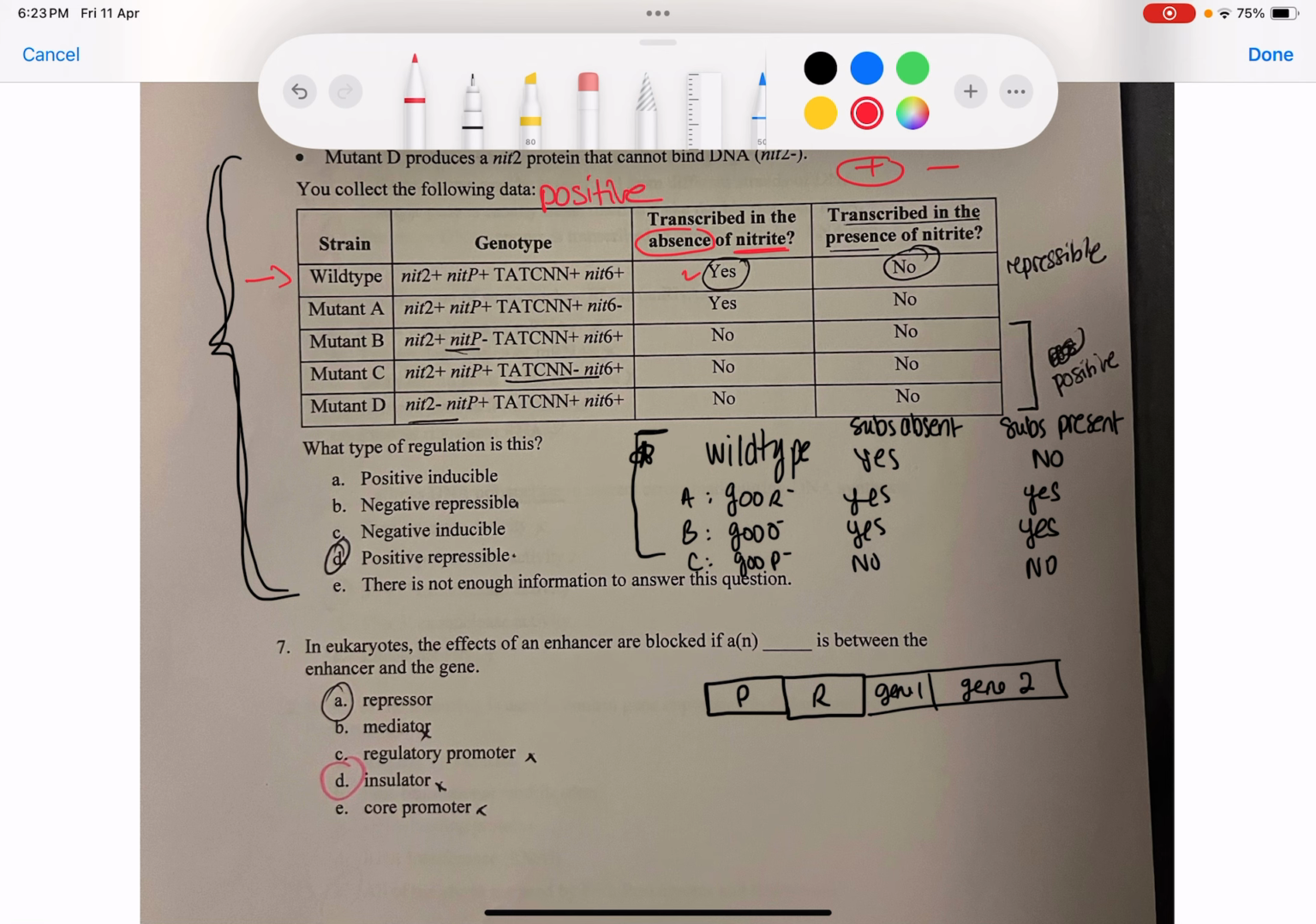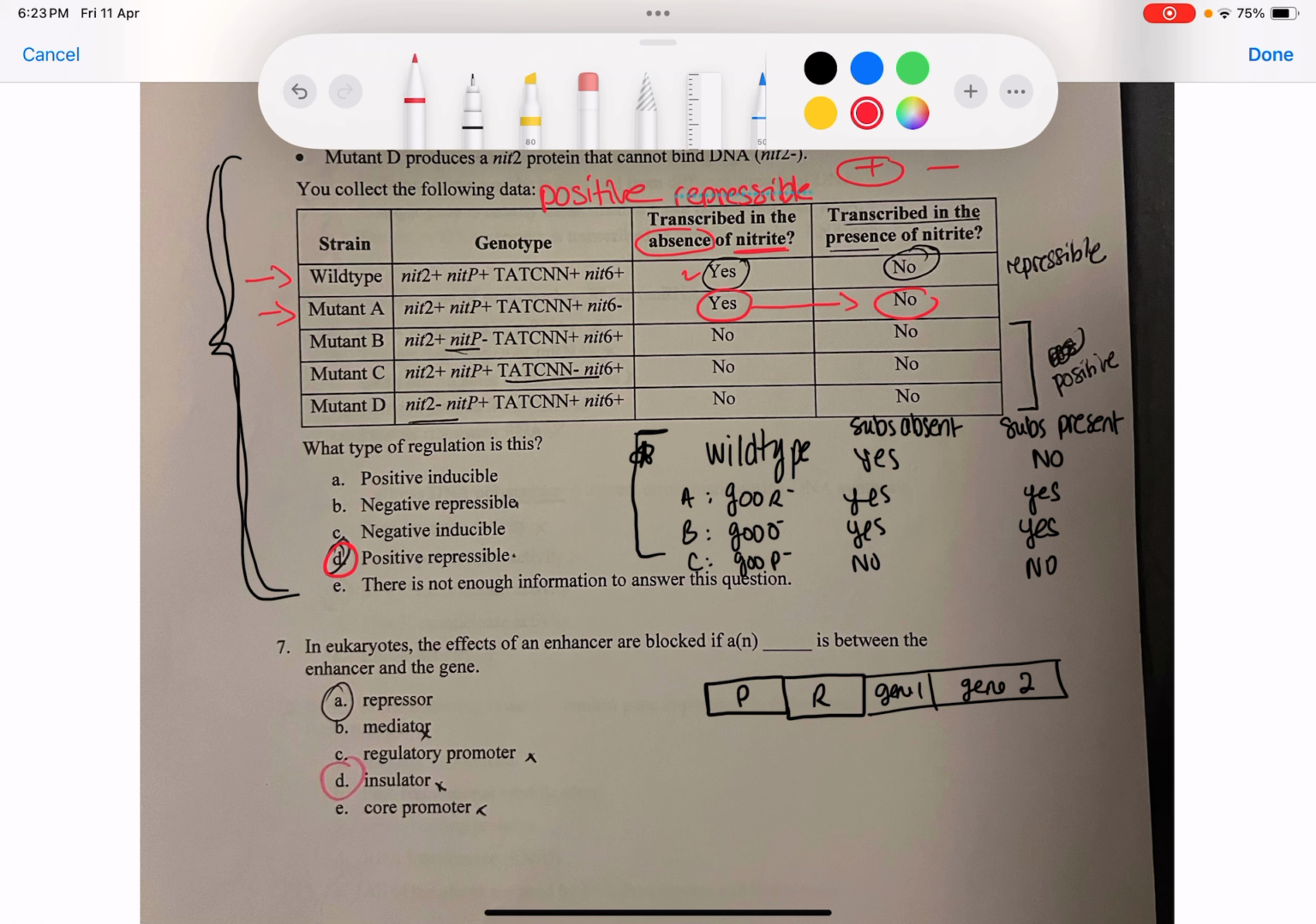Then I look at one of the mutants, and I see that when the substance was absent, we had transcription, but when the substance was present, we didn't have transcription anymore. So this gives me an insight that the presence of the substance is repressing transcription. So this was a positive repressible control. And that's why D was the right answer.